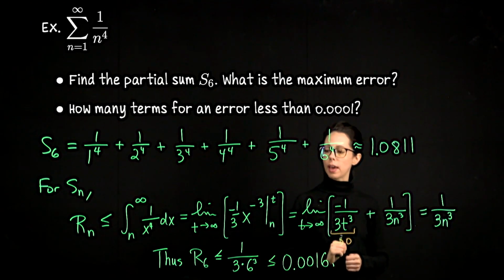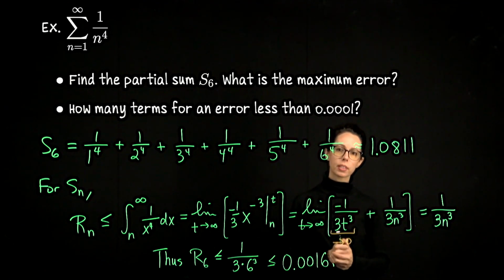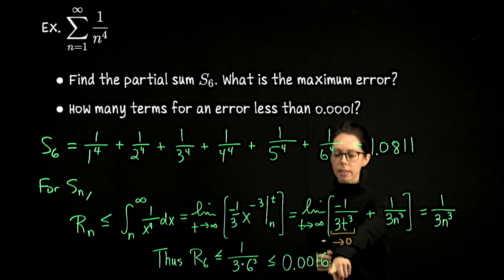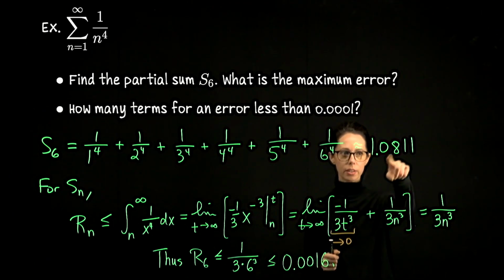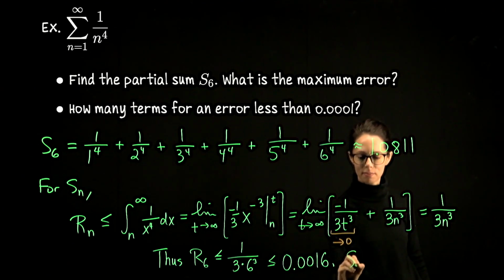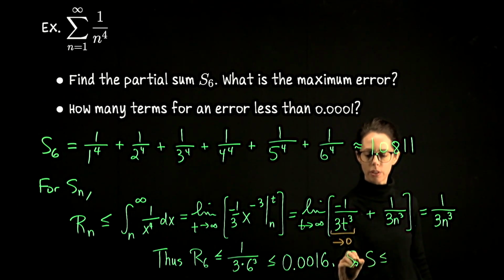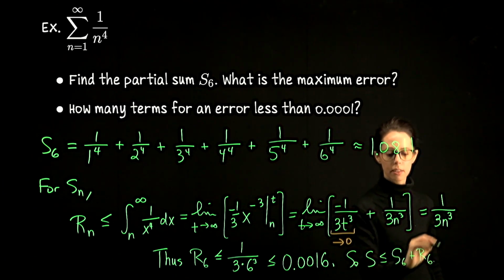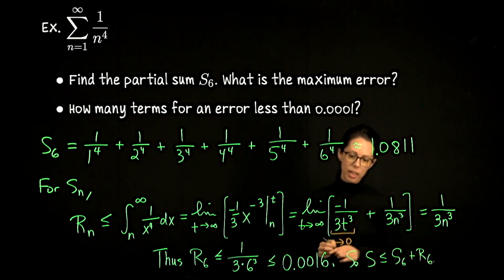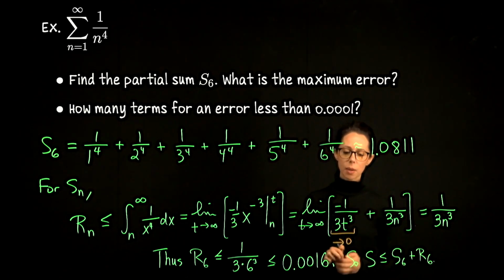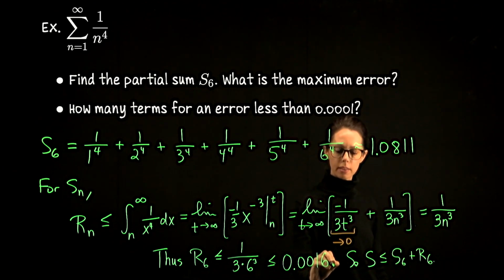That would tell you that the sum, the true sum of this convergent p-series, is no larger than s sub 6 plus this remainder. So 1.0811 plus 0.0016. We could say s is less than or equal to s sub 6 plus r sub 6. And that would give you an approximation of the overall series. Okay, I'll step aside and let you think about this computation.